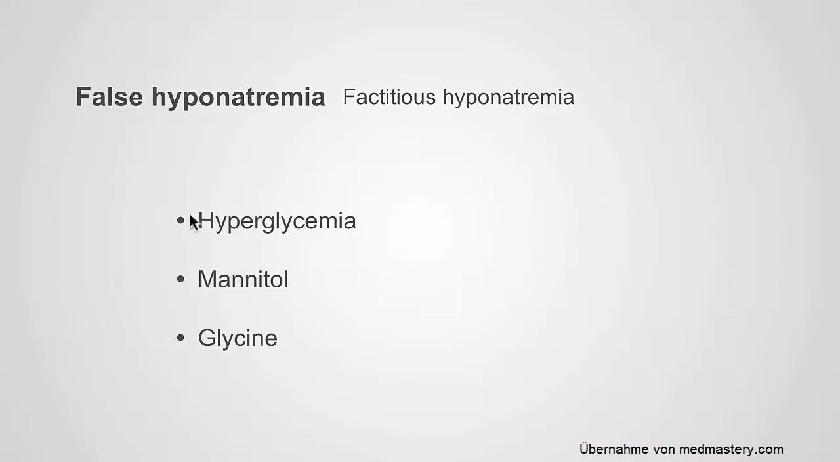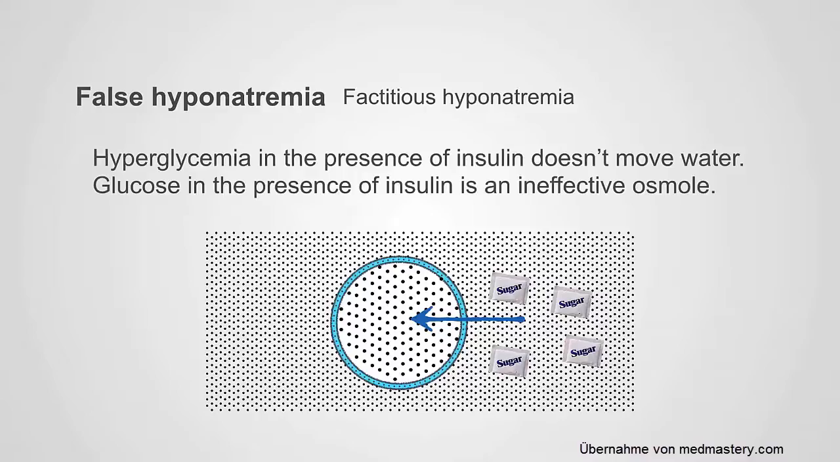We see this in hyperglycemia. This is pretty common, some people that get hyperglycemia. Mannitol is used to shift water out of the cells to lower intracranial pressure. And then glycine is a diluent that's used in bladder surgery and prostate surgery, and it sometimes will accidentally get into the blood and cause the same type of picture.